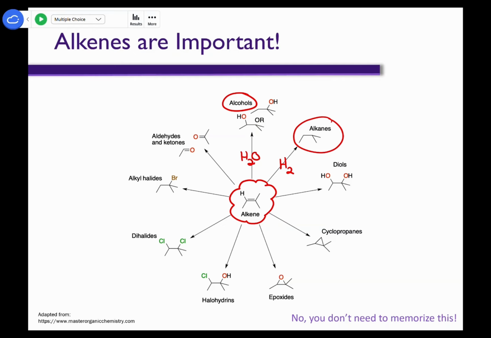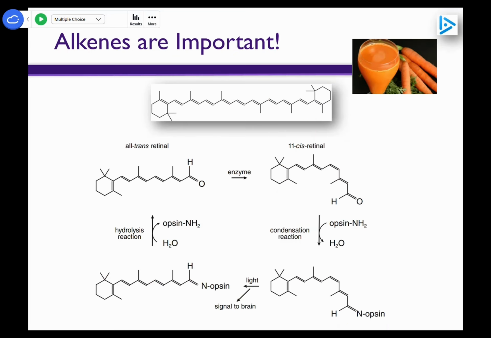We can make things like epoxides and glues. We can make halides like chlorofluorocarbons that are important in Teflon and plastics. We can make all sorts of very important molecules. No, you don't need to memorize this, but realize that we can do all sorts of cool stuff with double bonds. So we need to know if they're cis or trans, what the options are, and lots of cool chemistry happens with alkenes.